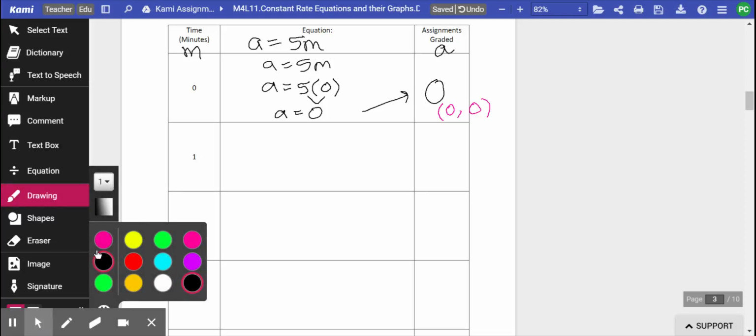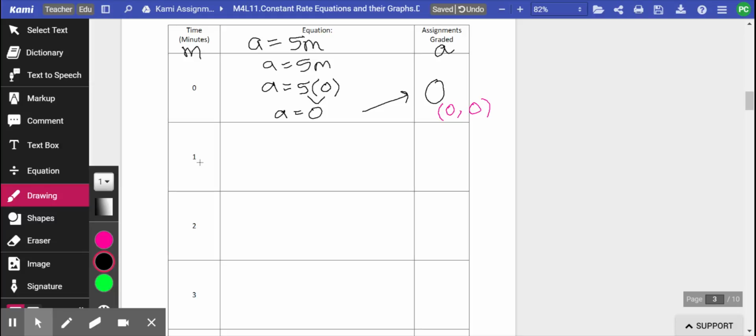Next, I'm going to try to figure out the next thing. All right, well, in 1 minute, how many assignments have I graded? And I'm going to use the equation to find that answer. Now, we already know, because it said from the beginning, Ms. Cabral can grade 5 assignments in 1 minute. But let's check to make sure this equation shows that. A equals 5m, and instead of m for minutes, I'm going to replace that with 1 for 1 minute. So my assignments is equal to the 5, my constant rate of grading, times 1 for 1 minute.